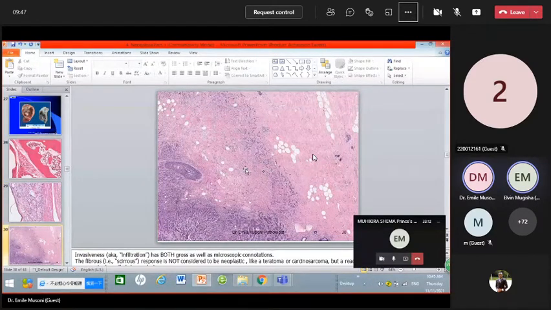This one is a case of malignant cells invading the stroma. The stroma here is normal connective tissue. Those hyperchromatic dark blue cells are malignant tissue.